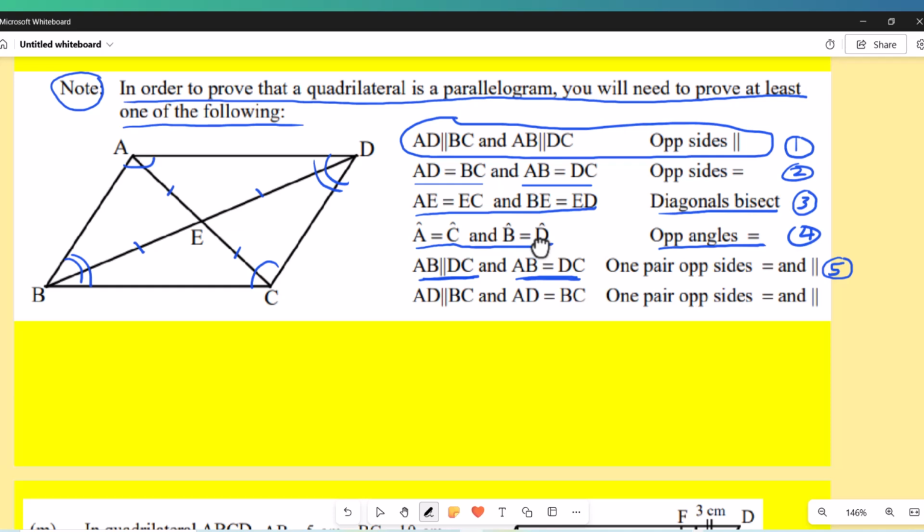That is to say, if you consider that AB is parallel to what? To DC, and also AB equals DC, then that's a parallelogram. However, we can also show that AD is parallel to BC, and also AD equals BC. That's the same reason as this one here. So you can show that something is a parallelogram if you can prove any of these five reasons here.